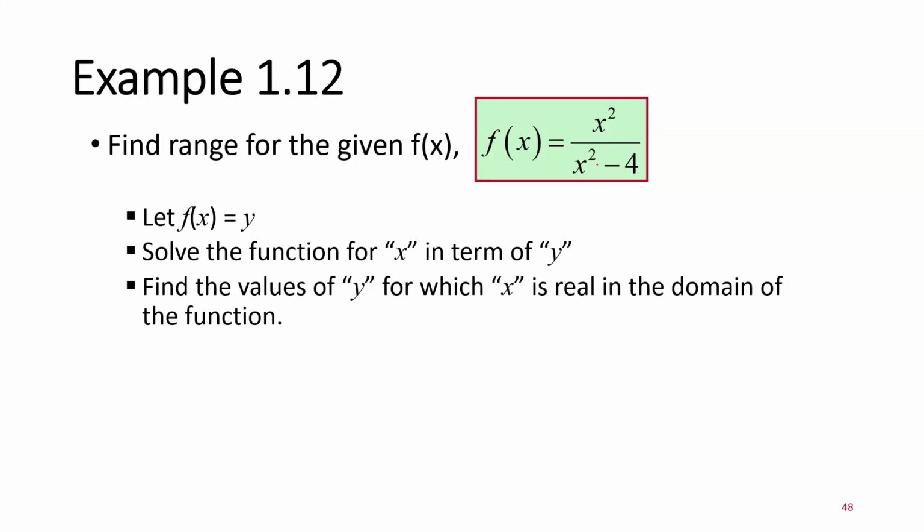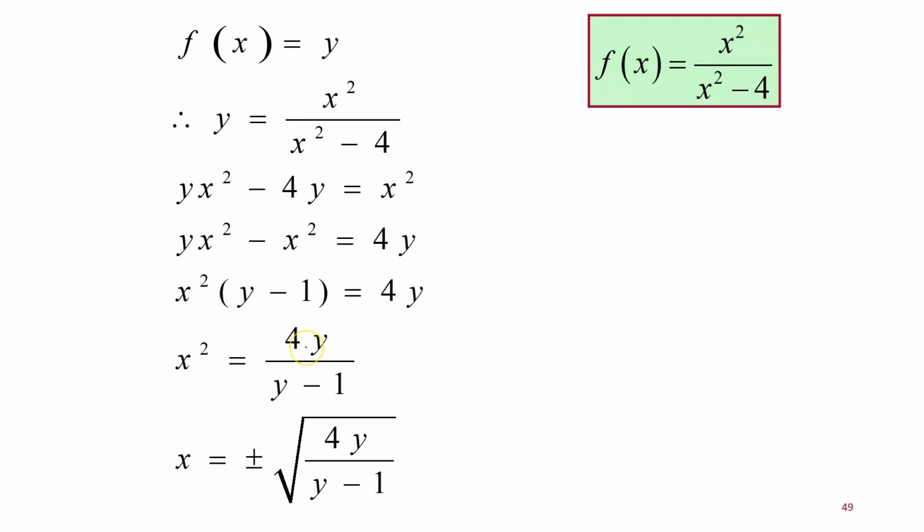So you let f(x) equal to y. So now you're going to let this as y. Solve the function in terms of y. So this is actually how it goes. f(x) equal to y. You equate it with y. This f(x) you change it to y. So you get y equal to this thing, x squared over x squared minus 4.